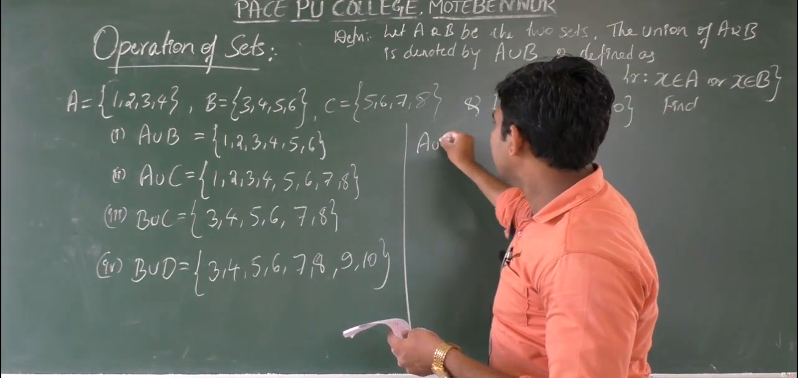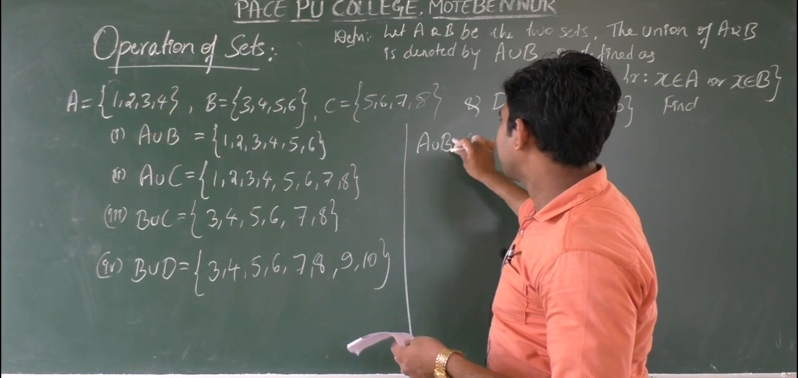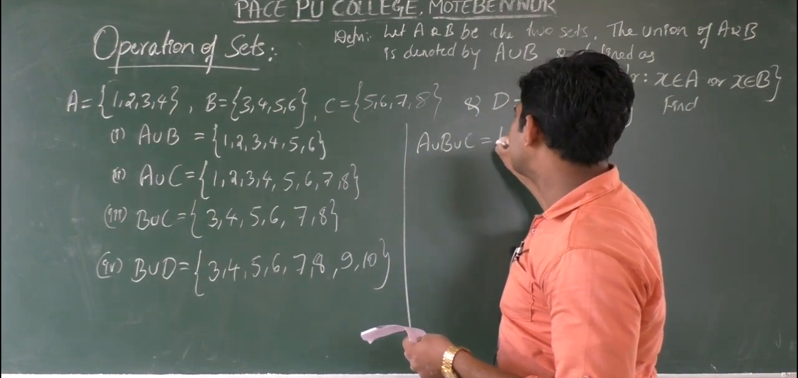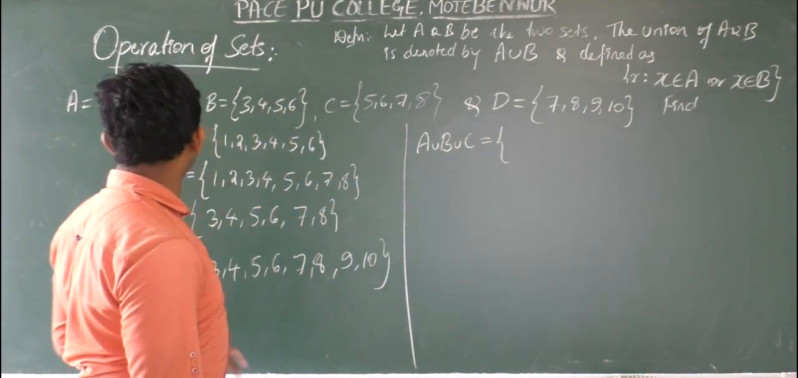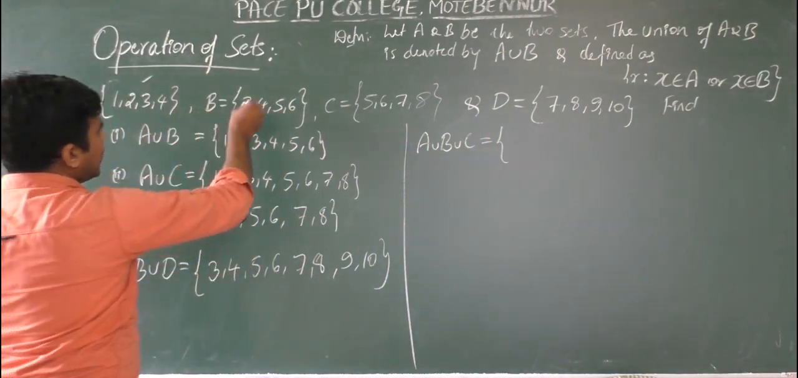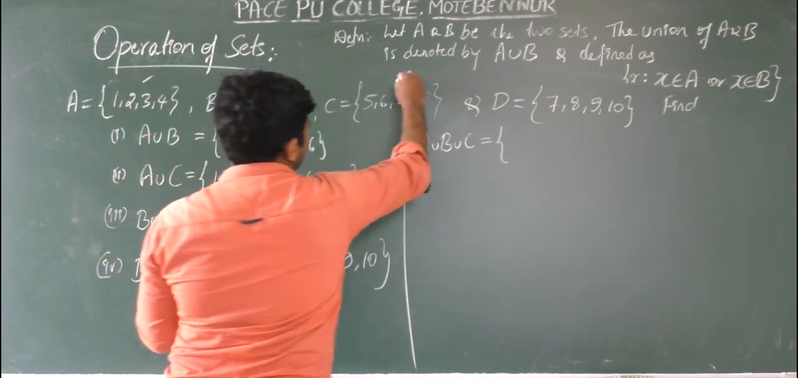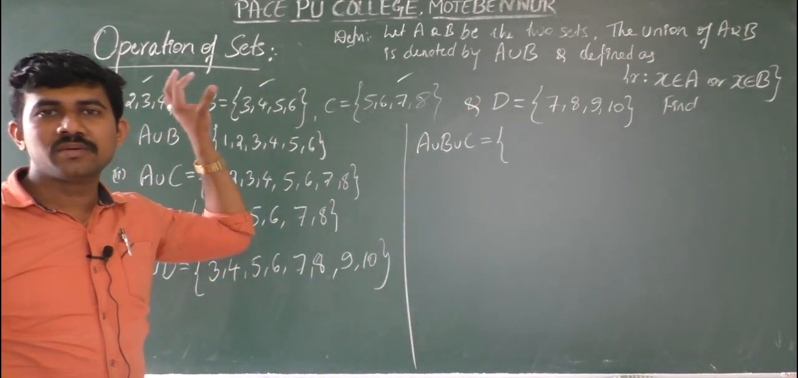A union B union C. All the three sets we have, A, B, C. It's a union, so we need to collect all the elements. This is the set A, this is B, and this one is C. So collect all the elements of these three sets.